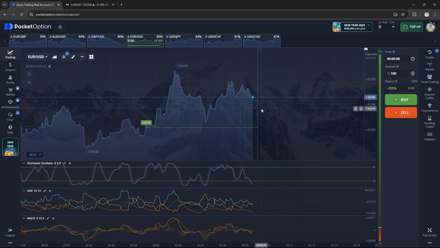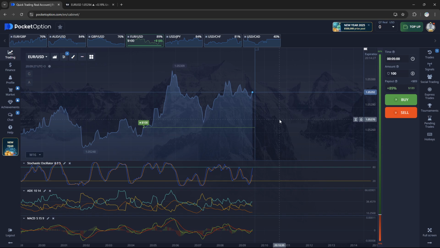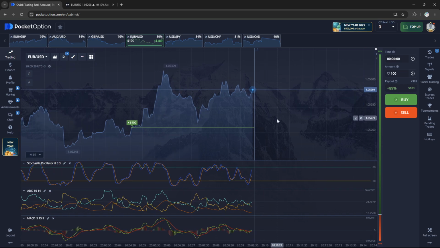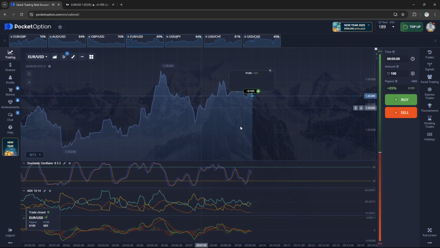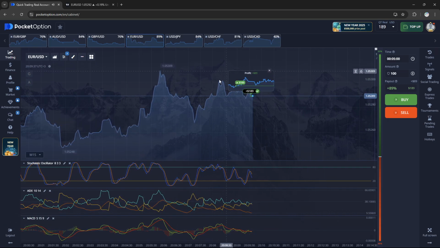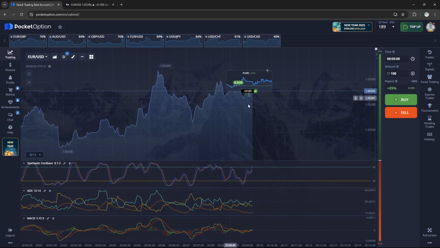Signals might seem like shortcuts, but relying on them alone is like following a map without understanding the terrain. Analytics, on the other hand, empowers you to interpret the market independently. When you learn to read the data, you're not just reacting, you're predicting. Trusting someone else's signals makes you dependent. Mastering analytics makes you unstoppable.